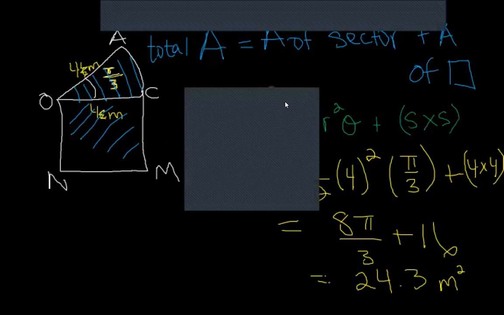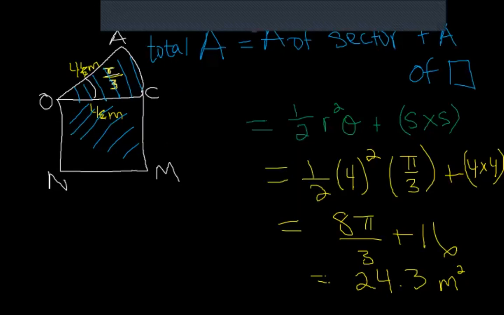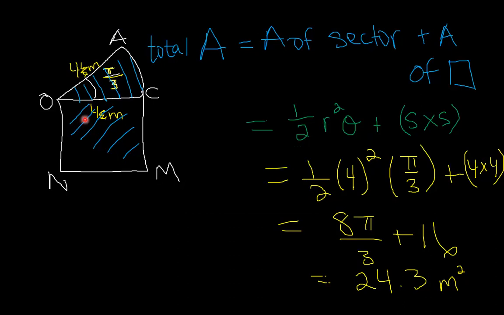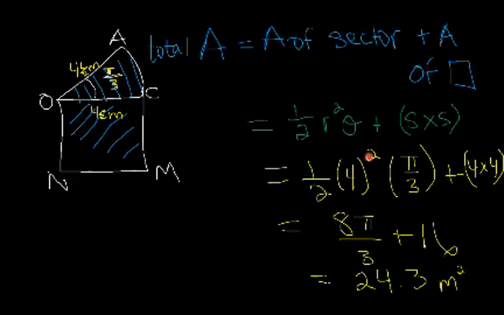Okay. Next. Right, so all I'm doing now is substituting my values. So a half, that remains a half. R, which is the radius, they told me was 4. That's why I have 4 here, 4 squared. They told me theta was pi on 3. So that's why I have pi on 3 here.